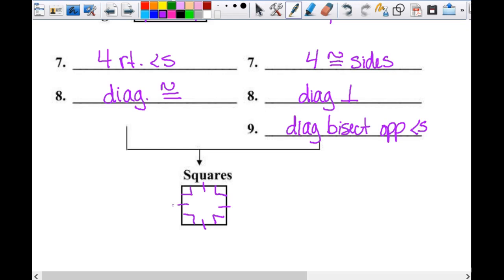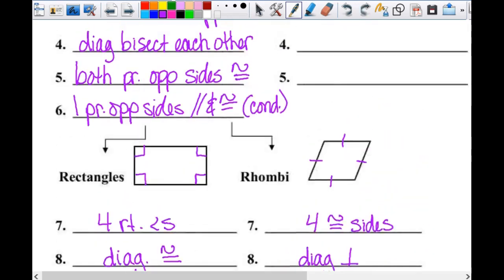It's also called a what kind of quadrilateral? Regular, okay? It is a regular quadrilateral because it's equilateral and equiangular. It's a special one. All right, any questions? All right, let's go back up here.